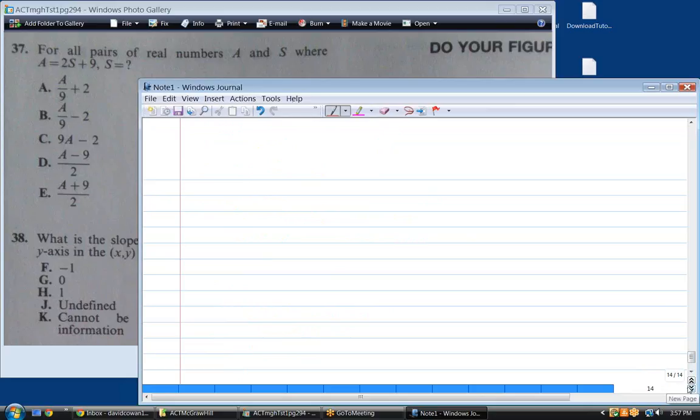Geometry. Geometry? Okay. So for all pairs of real numbers A and S, well, if A is equal to that, what's S equal to? Solve that equation for S. In other words, the goal is to isolate S.